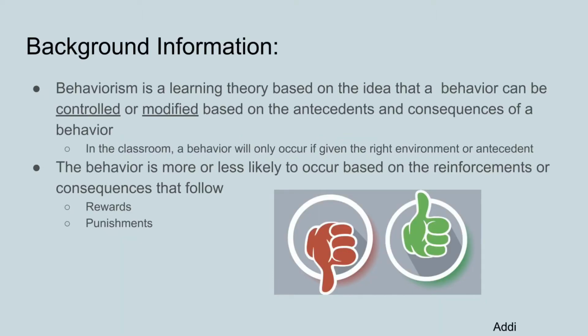So, background information. Behaviorism is a learning theory based on the idea that a behavior can be controlled or modified, and that's based on the antecedents and the consequences of the behavior. An antecedent is a thing or event that existed before or logically precedes another. An example of this in the classroom is that a behavior will only occur if given the right environment or antecedent. So the behavior is more or less likely to occur based on the reinforcements or consequences that follow, such as a reward or punishment.